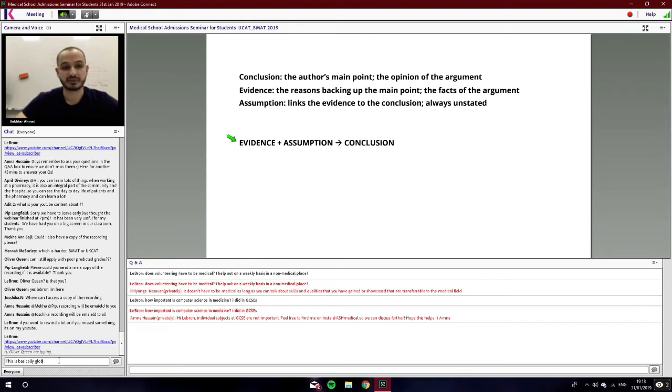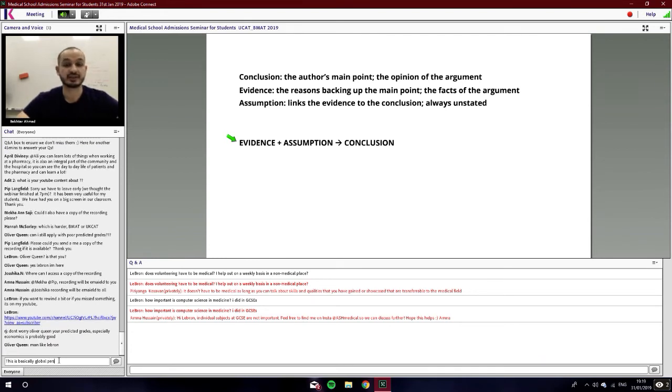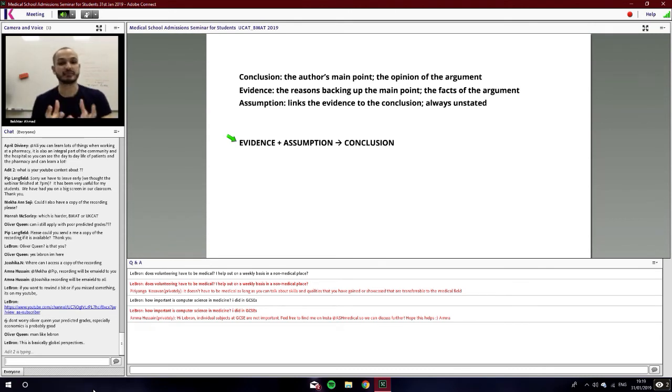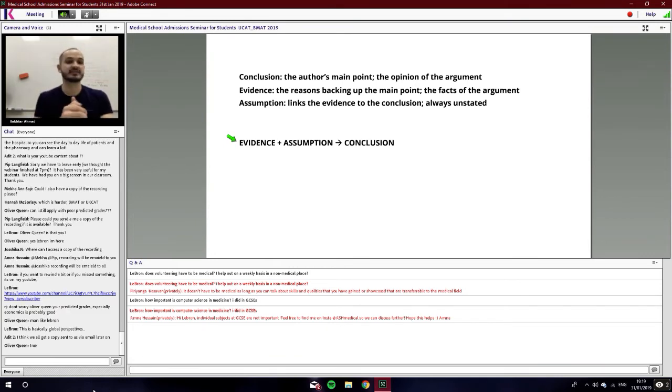The conclusion of the passage is the author's main point. It's the most important point that the author is trying to get across through that passage. The evidence are the reasons given to back up that point. And the assumption is the link between those two. It's always unstated, never mentioned in the passage, and it links the evidence to the conclusion. So evidence plus assumption leads you to the conclusion. The evidence and the conclusion will be in the passage, whereas the assumption is something that you have to think of yourself.